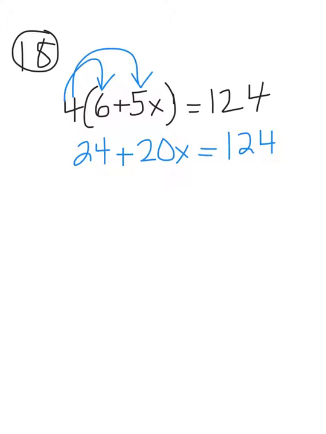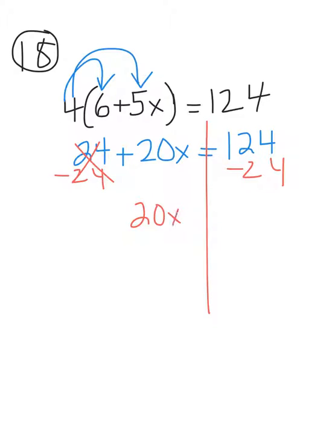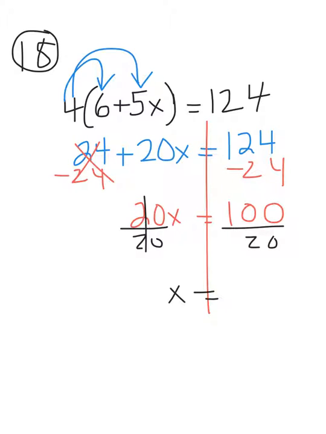All right, so I'm going to go -24 on both sides of the equation. So now I'm left with 20x equals 100. Divide by 20, divide by 20. It's 1x equals, cross out a 0, 10 divided by 2, 5.